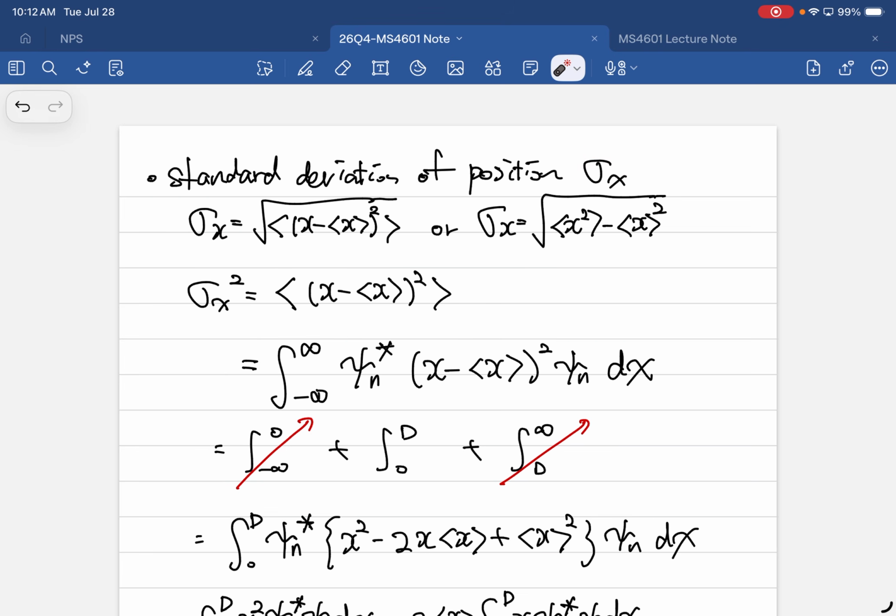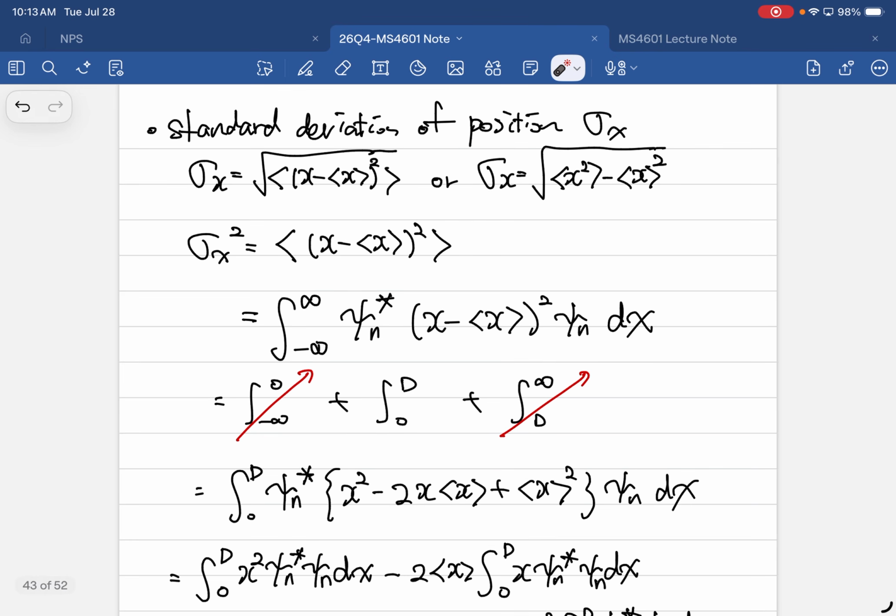You can calculate this standard deviation using either this expression or this expression. It's your choice. And by the way, we already obtained the average value or expectation value, which is this x bracket. But this x squared bracket we don't know, so we have to evaluate that. So, if I take the square here, then sigma x squared is essentially the bracket average of this square of difference, right?